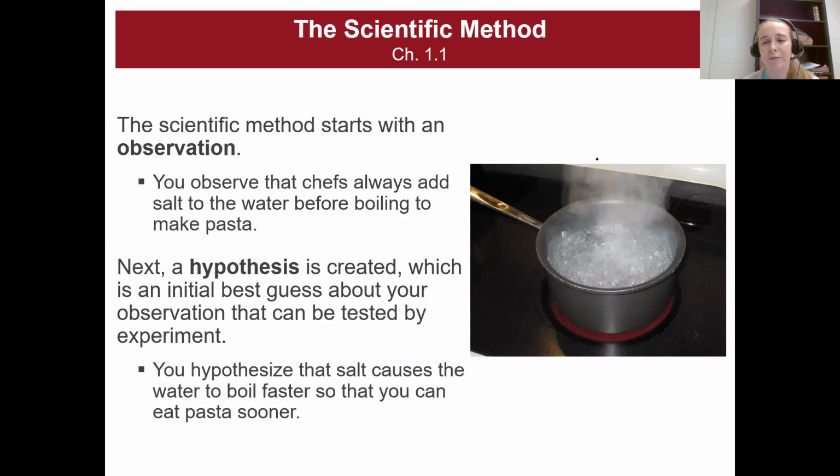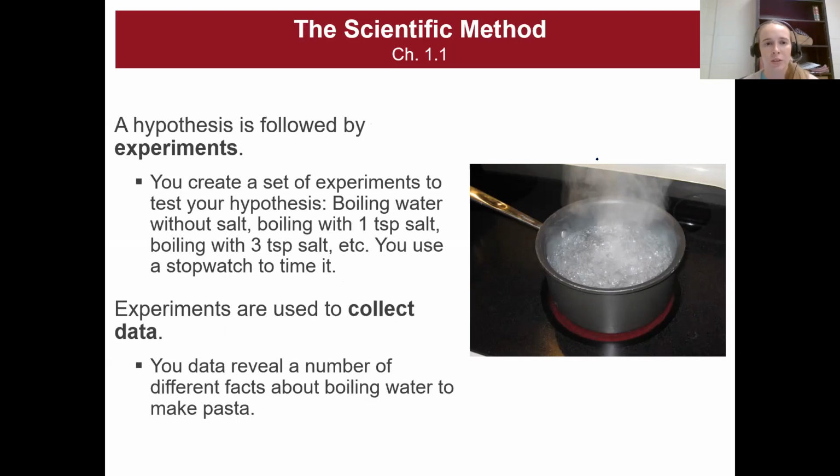All right, the scientific method starts with an observation. You observe that chefs always add salt to the water before boiling their water to make pasta. So you make a hypothesis. It's a best guess about your observation that can be tested with an experiment. You hypothesize that salt causes water to boil faster, so you can eat pasta sooner. So you want to see if more salt equals faster boiling time.